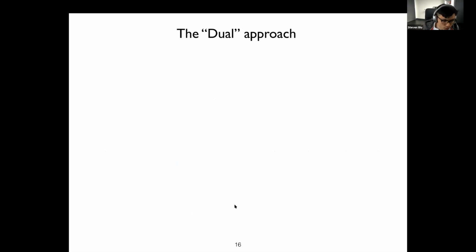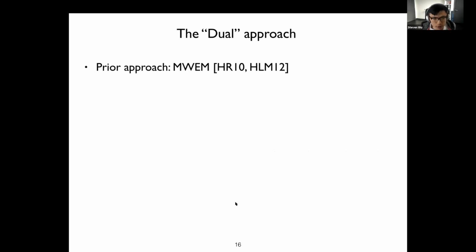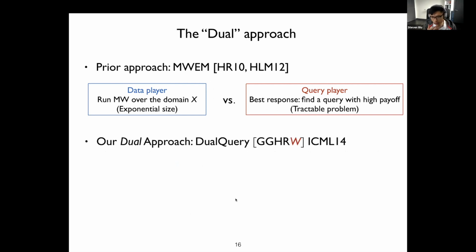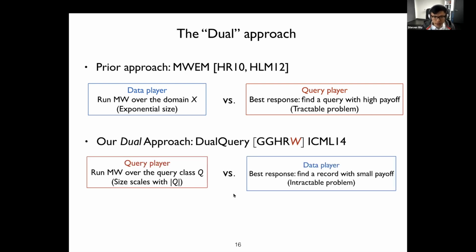The first thing we did, this is by now an old paper. So instead of taking the ordering in MWEM, where the data player is running the MW online no regret learning algorithm and the query player does what we call best response, finding a query with high error, we're gonna swap them. And this is why this is called the dual approach. This paper is by now a couple years old, but it still captures some of the interesting ideas here. We're gonna swap the order, and instead we're gonna have the query player be the no regret player. So the query player will now actually run the multiplicative weights algorithm over the query class.